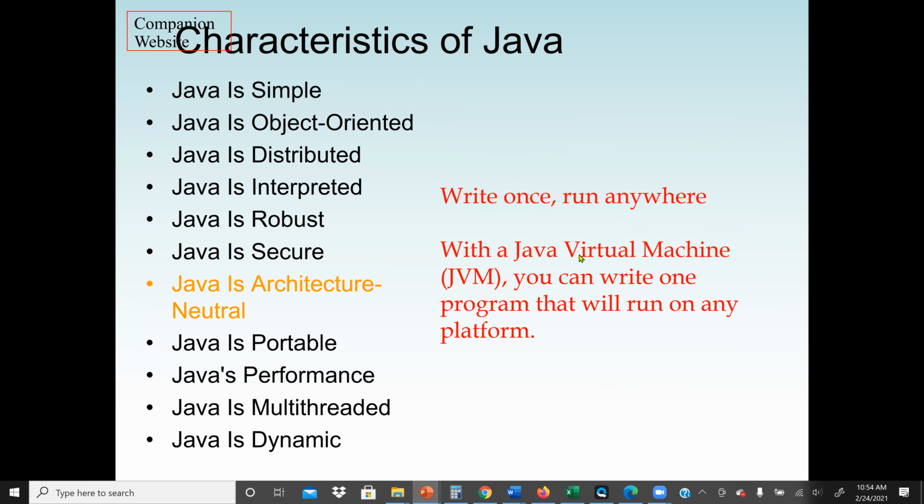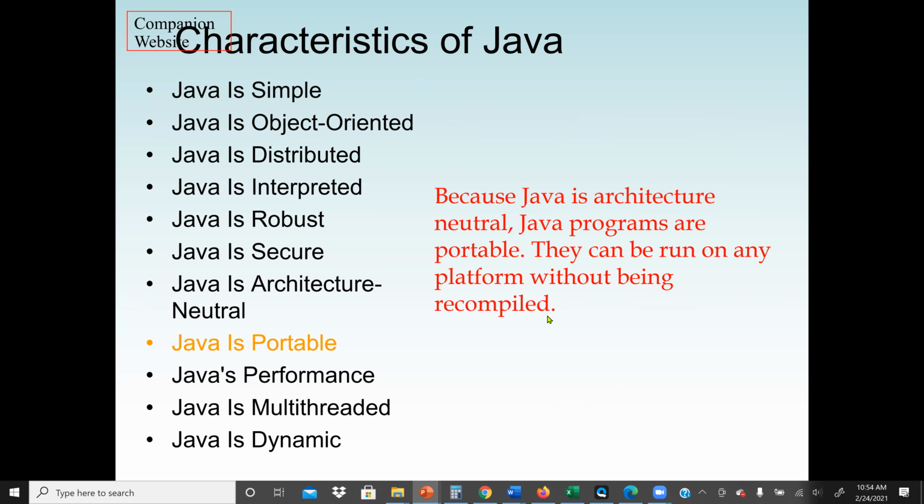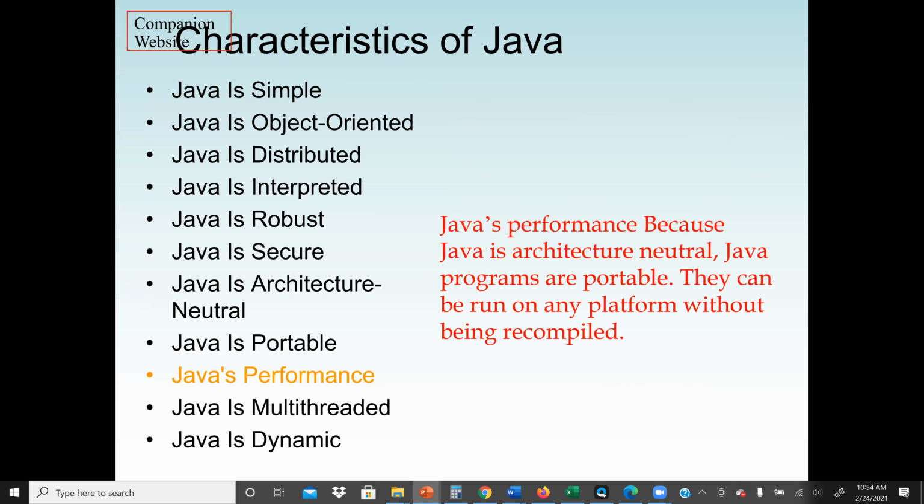Also, Java is architecture neutral. As we said earlier, the Java Virtual Machine makes it possible for Java to run on almost any computer architecture, from mainframe to smartphone. And Java is also portable. Since Java is architecture neutral, it means Java programs are portable. They can be run on any platform without being recompiled again, unlike C++ or C language. And Java performance is very good compared to most programming languages.